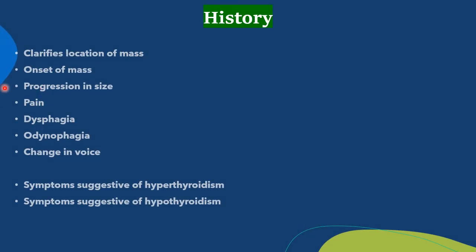In this examination of history taking, the points to consider: clarify the location of the mass, the onset of the mass in the neck, progression in size, whether it's painful or painless, whether there are compression symptoms, dysphagia, odynophagia, or changes in the voice, and whether there are symptoms suggestive of hyper or hypothyroidism.